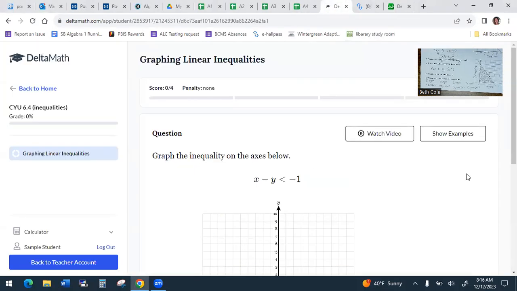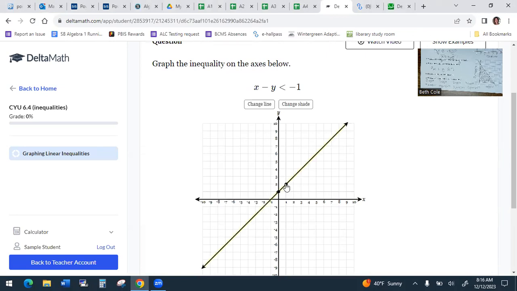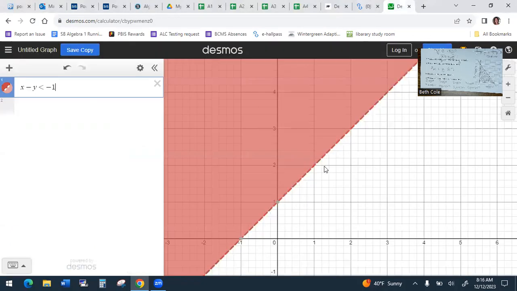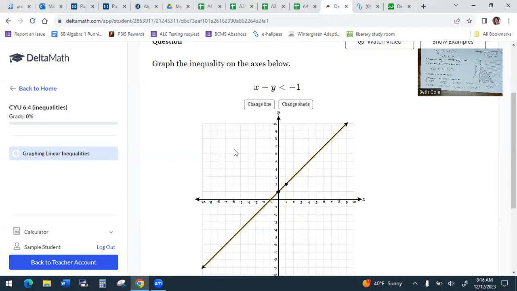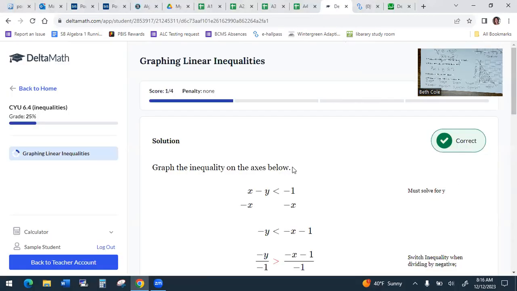So I'm going to go back to my Delta Math. We're going to start at 1 and do a slope of 1, up 1 over 1. Now you have these two buttons, change line or change shade. So if you look at the calculator, it is a dotted line. So we will have to change that, and it's shaded above. So I'm going to change the line. See if you toggle between those. We want it dotted and change shade. I do want it on this side, but if you just hit that button, it'll change it for you. So we want it shaded above. We're going to hit submit, and it's going to tell us we're correct.